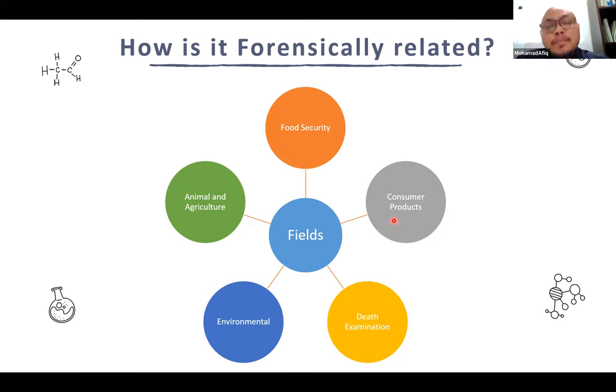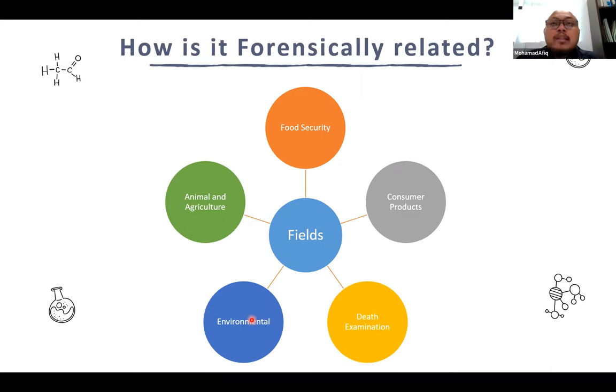For example, lipstick. We have heard about this. Sometimes lipsticks have mercury in them. They have mercury in the cosmetic product as a bleaching agent to make your skin whiter. So it's related to consumer products. Death examination, either suicide or homicide, is what we call related to death examination.